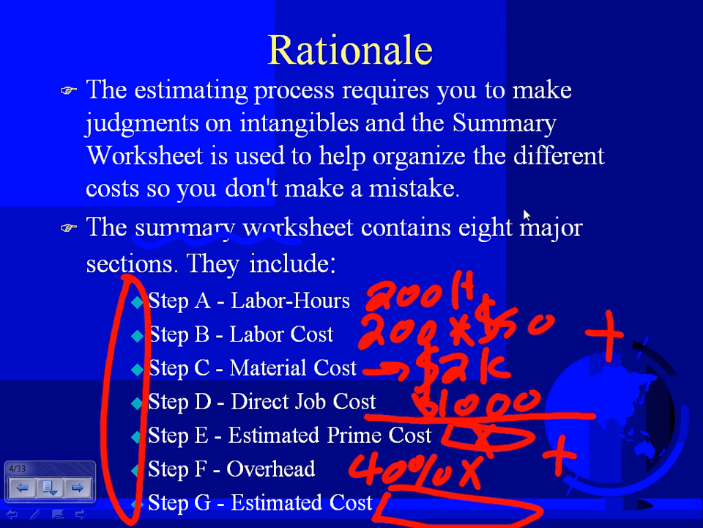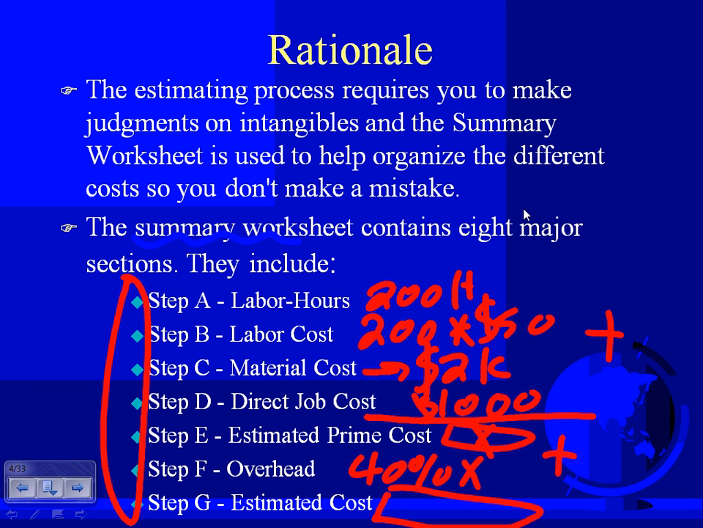No problem. Then we add the material cost. We know how to get the material cost; we did the takeoff and laboring. Then direct job cost: extra other costs I have to anticipate, I stick them in here, if any. Then we have the estimated prime cost. So add all this top stuff and put them in here.